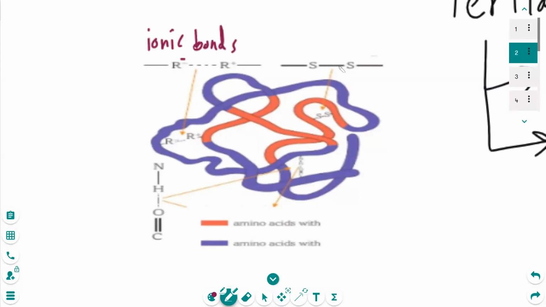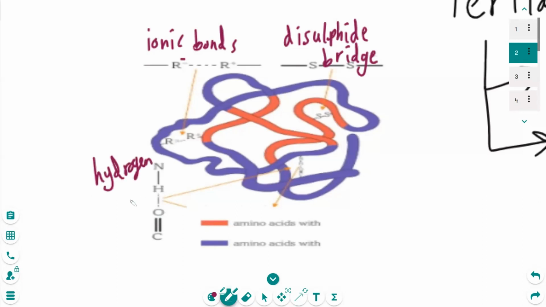Here we have two sulfurs being joined to each other. This is the disulfide bridge or disulfide bond. But disulfide bridge is a bit more technical for me. Here we have hydrogen bonds. So when a slightly positive hydrogen binds to a slightly negative oxygen, right there, that's a hydrogen bond.